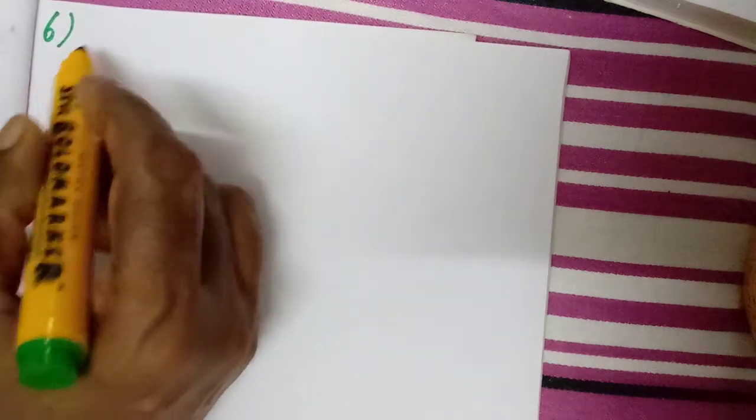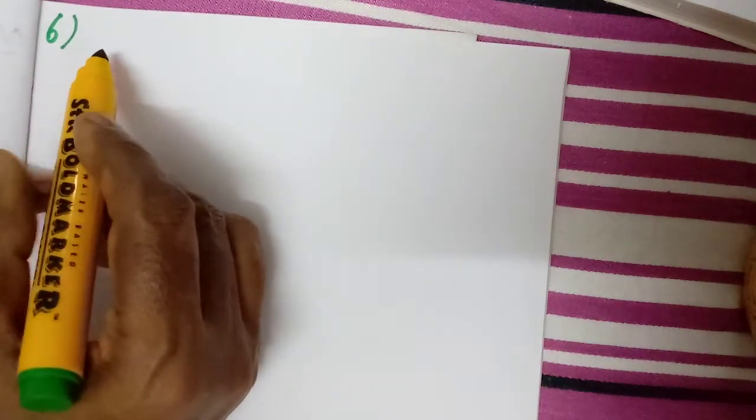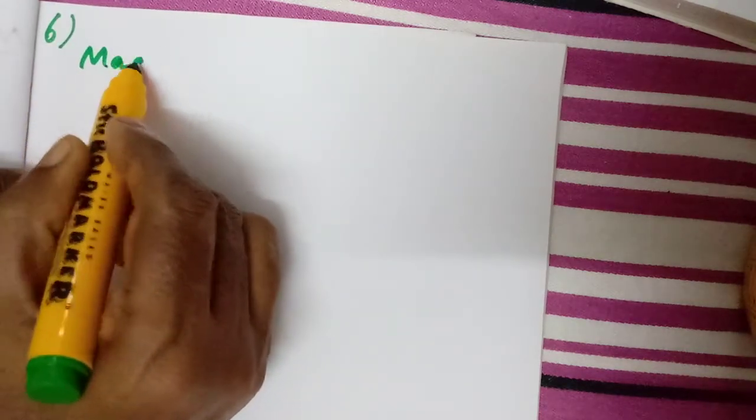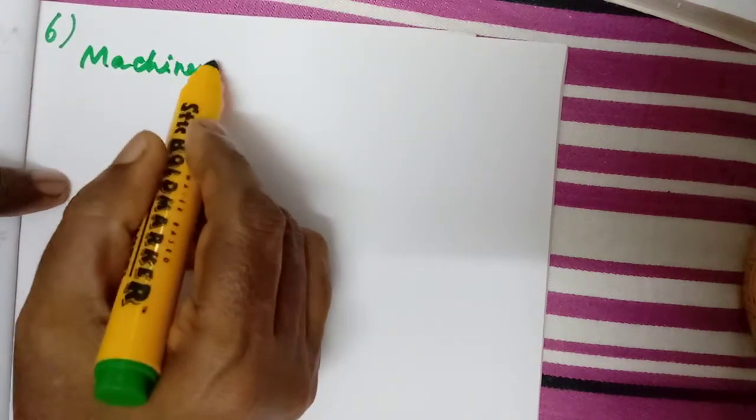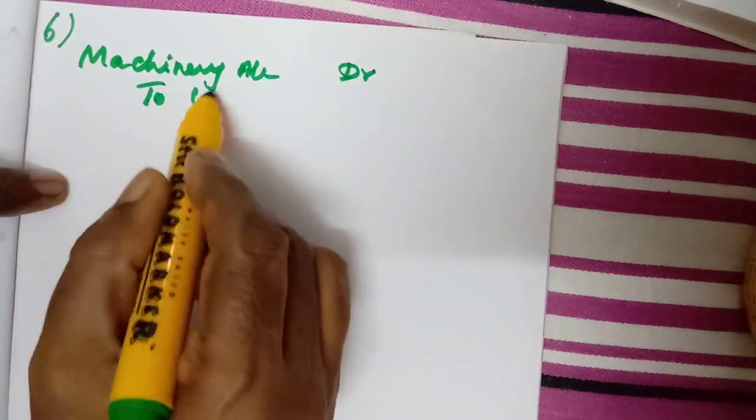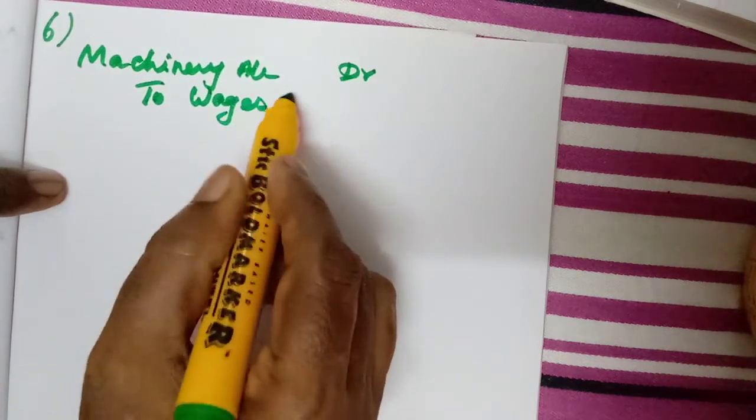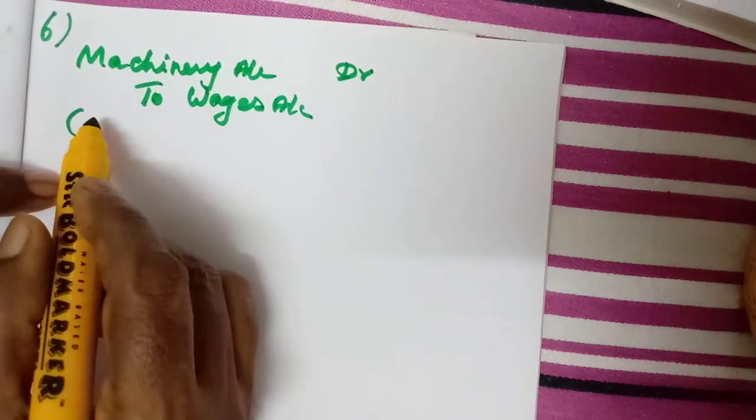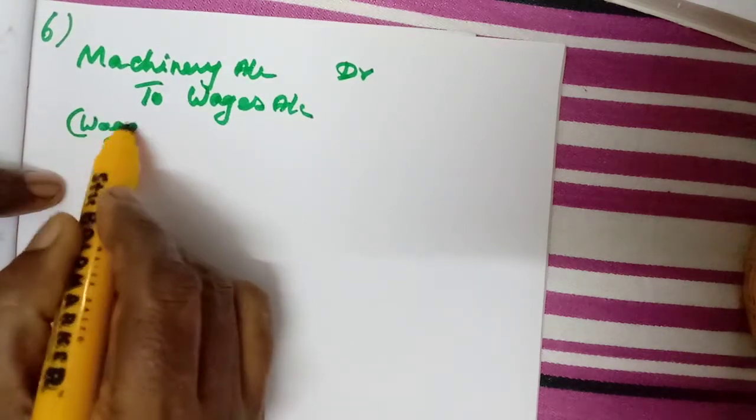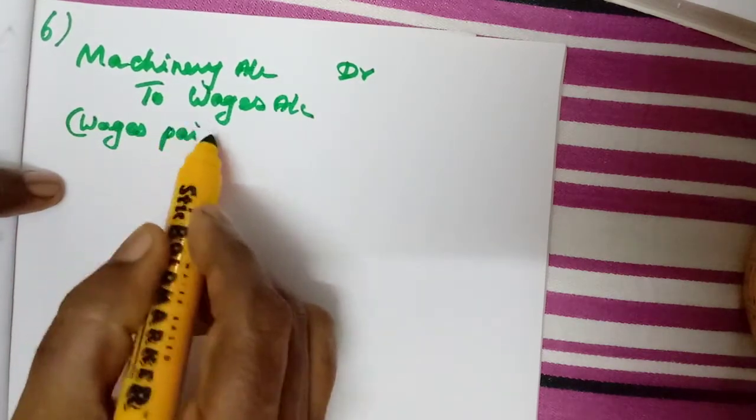So this is the rectifying entry. Okay, if it affects two accounts we have to write the journal entry, the rectifying entry. Draw 5 columns and write. This entry we need to write. Machinery account debit to wages account. Then you have to write the narration also. Wages paid for the erection, write it fully. No need to write the amount in the narration.